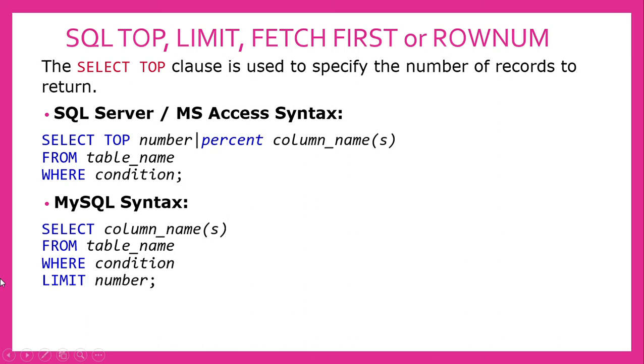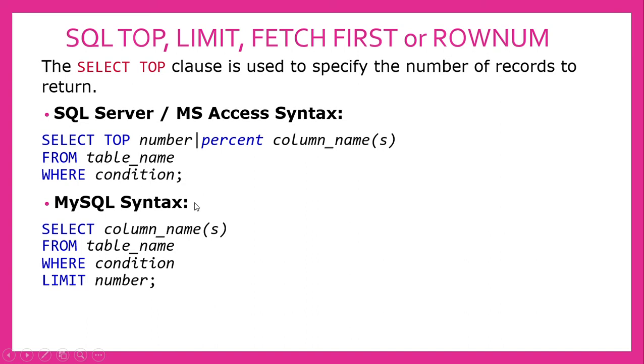In SQL Server, we use the TOP command. Like SELECT TOP number, we will write how many records we want. If we want 10 records or like that, and PERCENT, column_name FROM table_name WHERE condition is this.